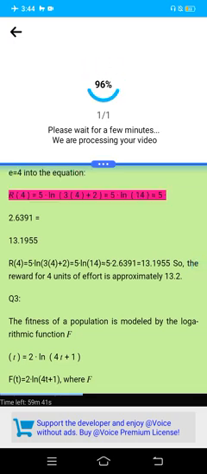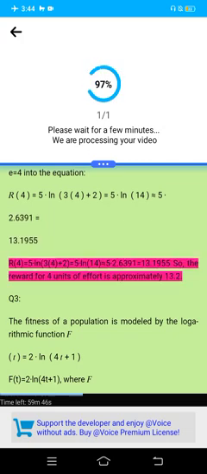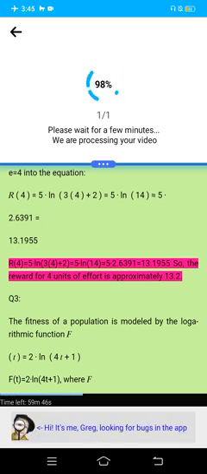R(4) = 5·ln(3·4 + 2) = 5·ln(14) ≈ 5 × 2.6391 = 13.1955. So, the reward for 4 units of effort is approximately 13.2.